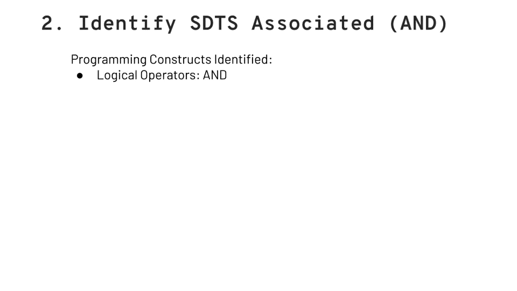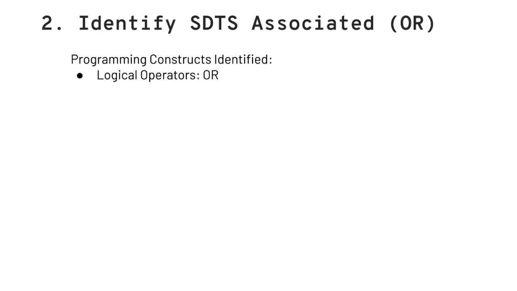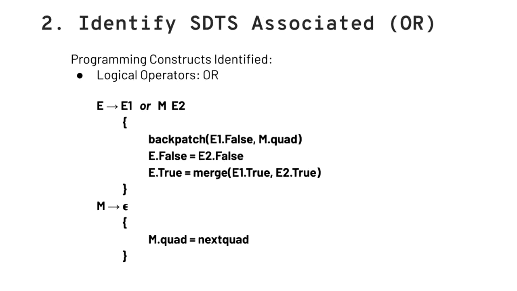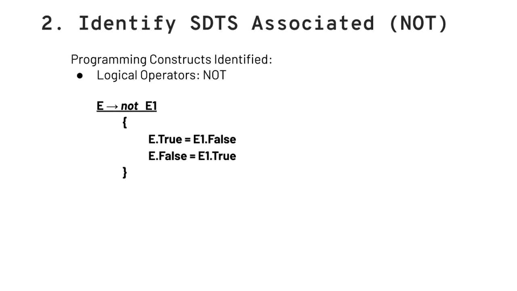For logical expression and, this is the SDTS, where the grammar is E derives E1 and M E2, M derives epsilon. For logical expression or, this is the associated SDTS, where the grammar is E derives E1 or M E2 and M derives epsilon. We will look at the semantic actions in step 4. For logical expression not, this is the SDTS, where the grammar is E derives not E1.